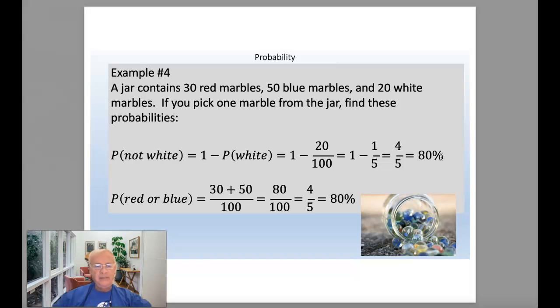And notice that's the same as the probability of red or blue. Red or blue, you add up those two numbers, and we'll get more into that later on. There are 30 red marbles and 50 blue. You add those up, you get 80. So red or blue is 80 over 100, or 4/5. And of course it is. Those are the ones that are not white. So you're going to get the same percentage, 80% probability that a marble is not white, versus a marble being red or blue.